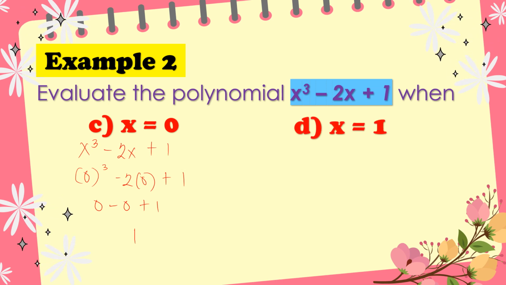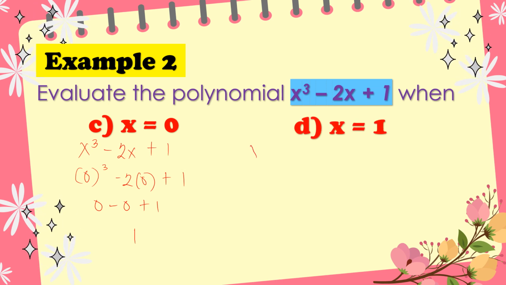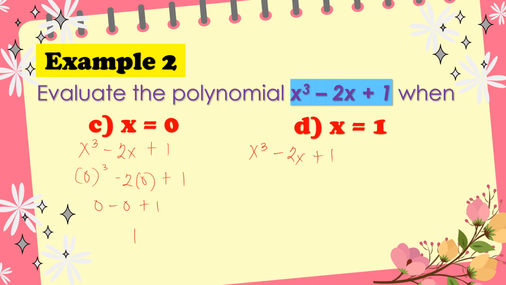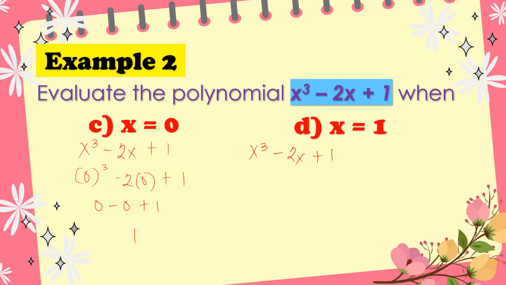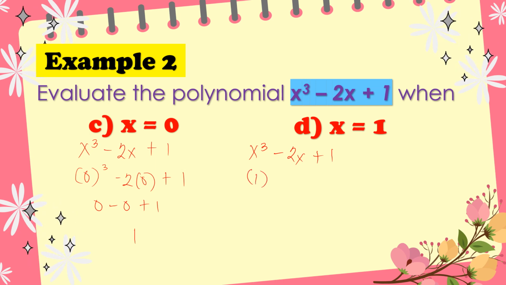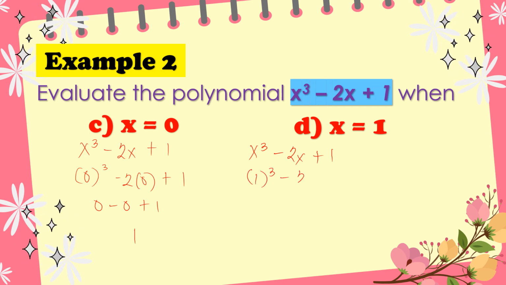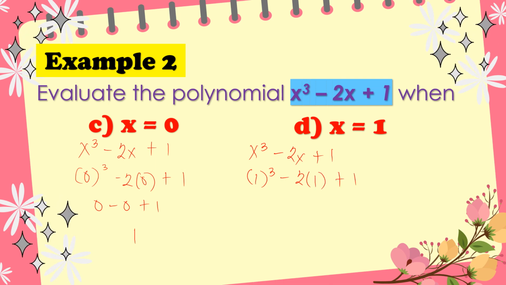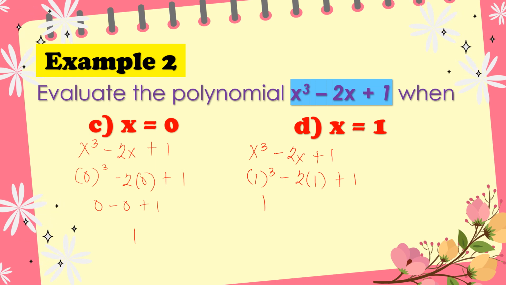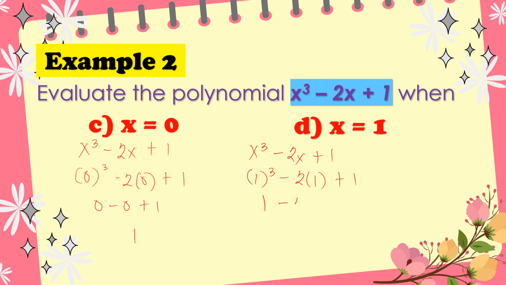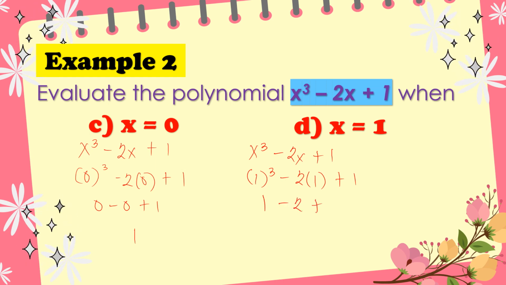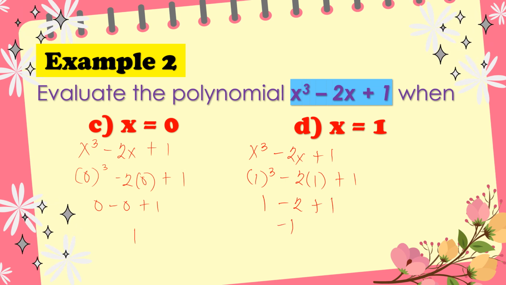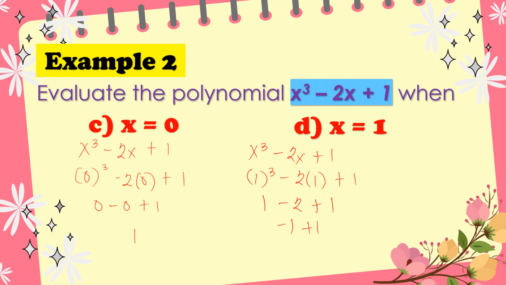When x is equal to 1, x cubed minus 2x plus 1. I-substitute natin ulit yung given value for x, which is 1. Ayan, naging 1 cubed minus 2 times 1 plus 1. So, 1 cubed is 1. And then, negative 2 times positive 1 is negative 2. And then, copy natin yung positive 1. Now, 1 minus 2 is negative 1. Plus 1, the answer is 0.